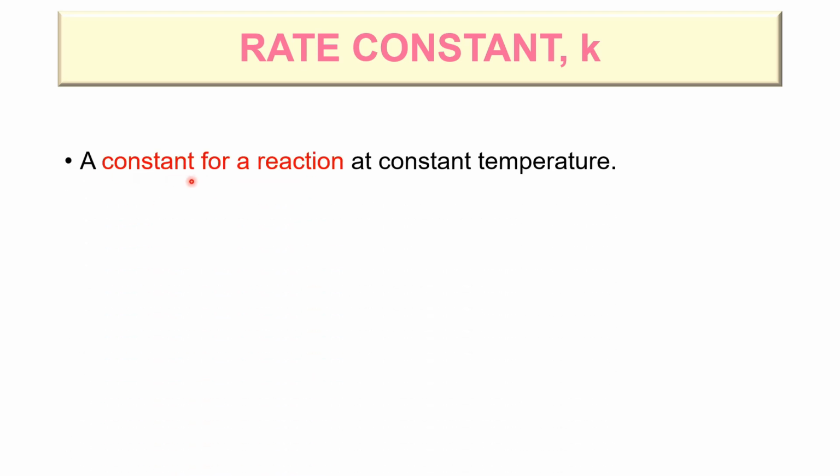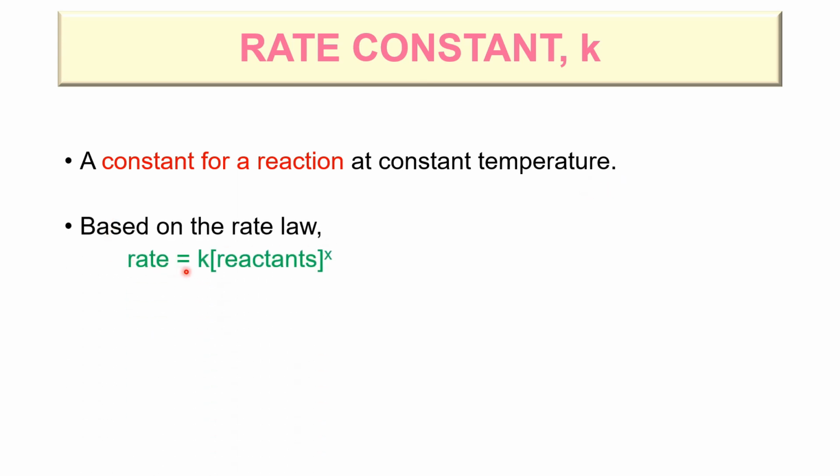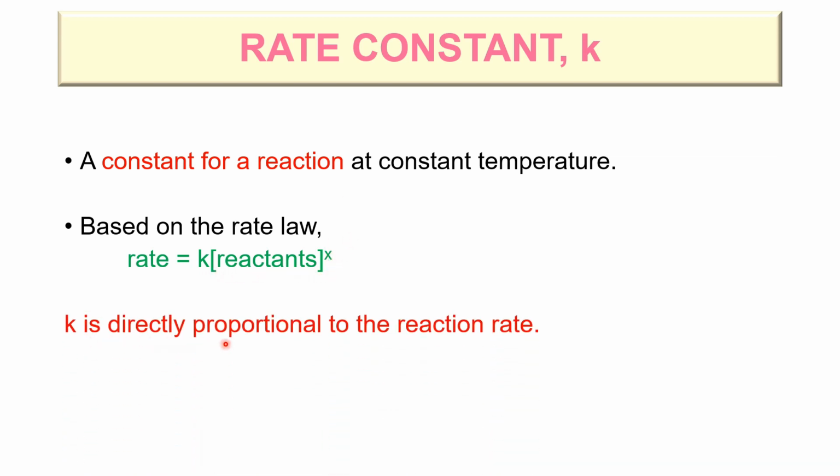Next is rate constant, or the symbol is K. Rate constant is a constant for a reaction at constant temperature. Based on the rate law, rate is equal to K times concentration of reactant to the power of X. K is directly proportional to the reaction rate. That means when rate of reaction increase, the value of K also increase. Rate constant K has unit.